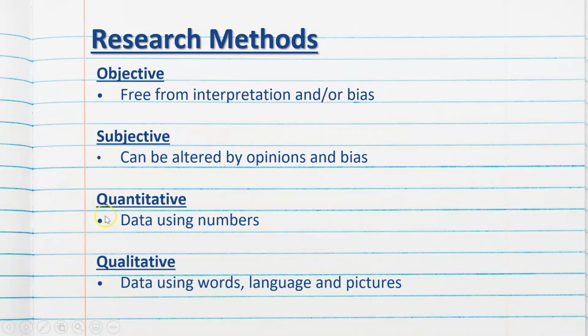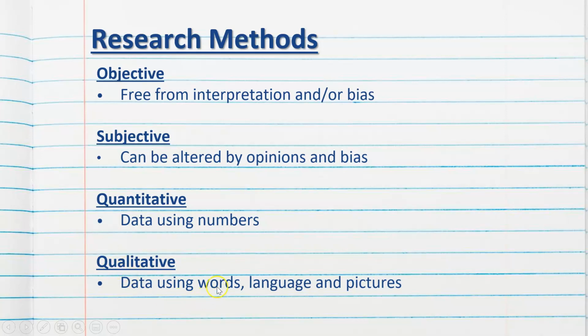Now, quantitative is any data using numbers. So any data that we gather that's in numbers, such as heart rates or heights or weights or rating scale responses, that's going to be obviously in number form. So that's quantitative data. Whereas qualitative data is any other data that's not numbers, basically.